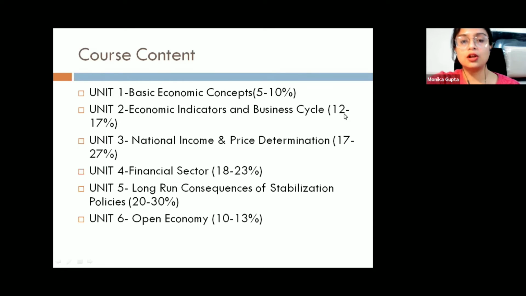Unit 3 is all about national income and price determination. Here we talk about national income, and we also give the idea of aggregate demand and aggregate supply. We talk about the shifters of aggregate demand and supply. Here we generally introduce the classical and Keynesian approaches related to aggregate demand and aggregate supply. So this is very, very important. The weightage of the third unit is 17% to 27%.